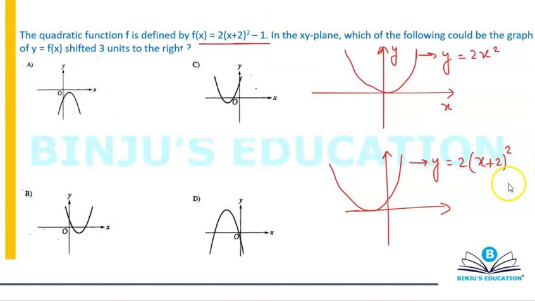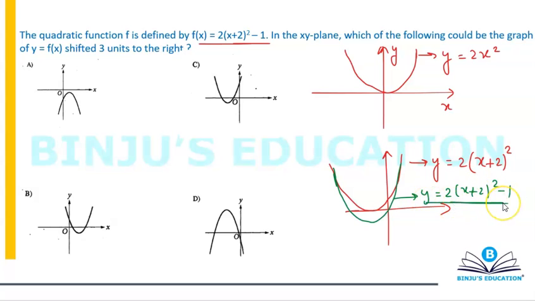Now I have a negative 1 also, so if I'm going to subtract 1 from this, then this graph is basically going to shift downwards by 1 unit, so the graph will be something like this. This is y is equal to twice of (x + 2) squared minus 1.